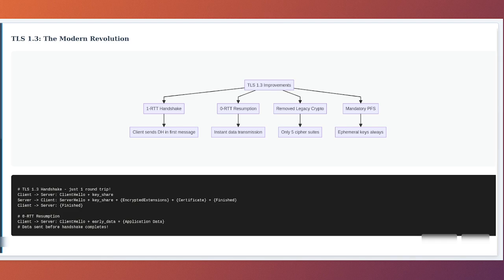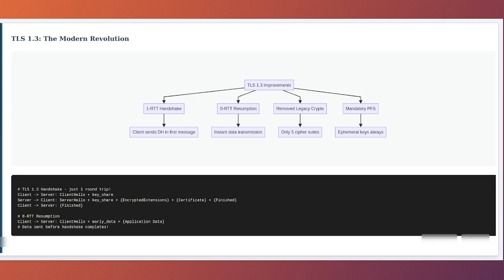But it gets better. TLS 1.3 introduces 0 RTT resumption for repeat connections. If you've connected to a server before, you can send encrypted data in your very first message, without waiting for any handshake at all. Imagine walking into a bank where you're already a customer. Instead of showing ID and establishing your identity, you can immediately start your transaction. This is game-changing for web performance, especially on mobile networks with high latency.